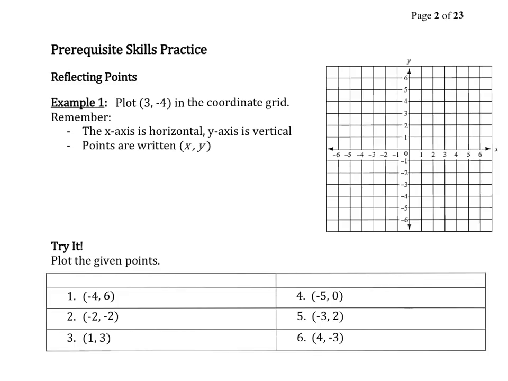Before we actually get started in transformations, we first need to review plotting points because transformations occur a lot on the coordinate grid. So for the first example, it says plot 3, -4 in the coordinate grid. Now, remember, we have our x-axis that is horizontal and we have the y-axis that is vertical. And we always want to go horizontal first. So if the point is 3, -4, I'm going to start on my origin. I'm going to go to the right 3, and then -4 on the y-axis will take me down to -4. So my point 3, -4 would end up right here.